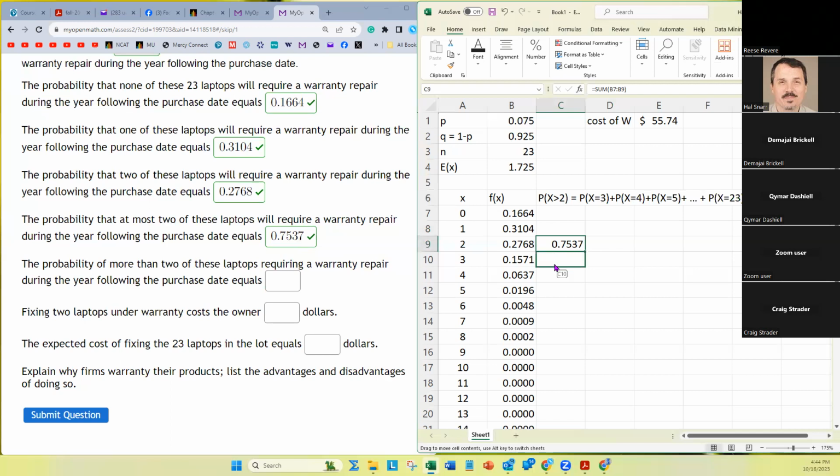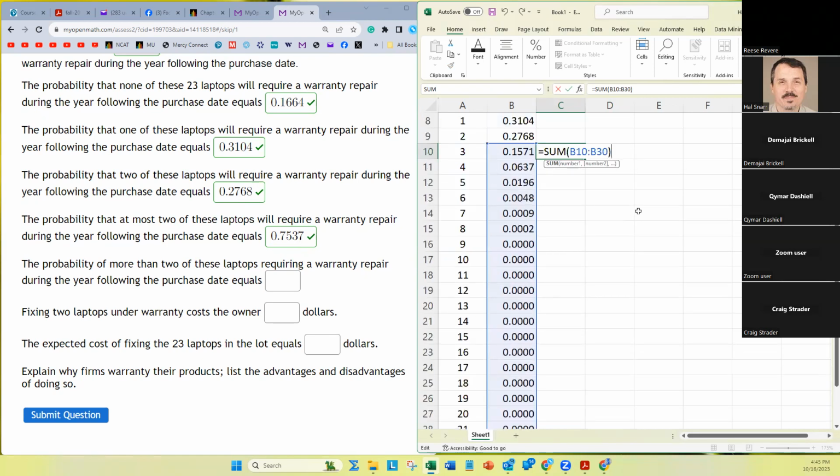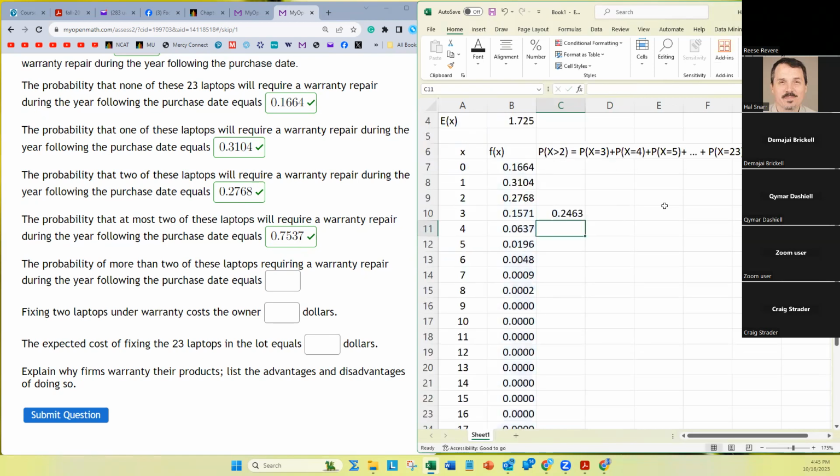I'm going to move this down here. I'm going to grab this box. I'm going to go the probability of, I want to sum the probability of 3, probability of 4, the probability of 5, all the way down to the probability of 23, right? You see that? And I get 0.2463. Now, what do you think these two add up to? What do those two add up to? They add up to 1, right?